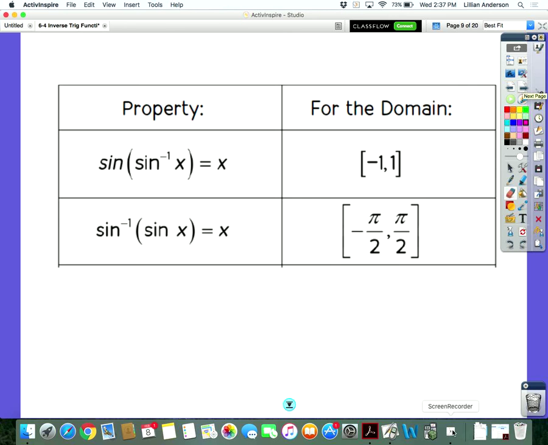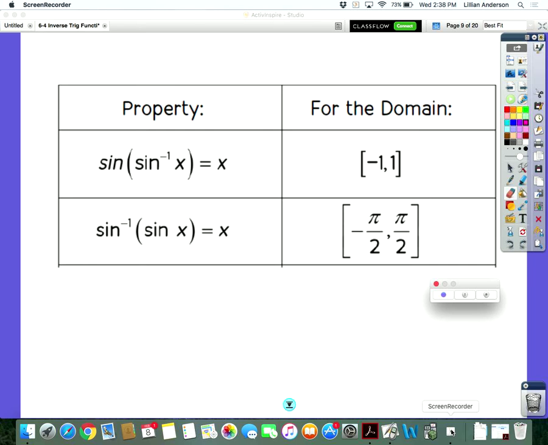So if you flip back to the front, where it said properties and for the domain, okay? When you have the sine of sine inverse of some value, it's going to equal x, but that's only if it falls on this domain, negative 1 to 1. Make sure you fill that in. Vice versa, the sine inverse of the sine of a value will equal that value only if it falls in between negative pi over 2 to pi over 2. We will talk about that in a little bit more detail once we get through all three of them.